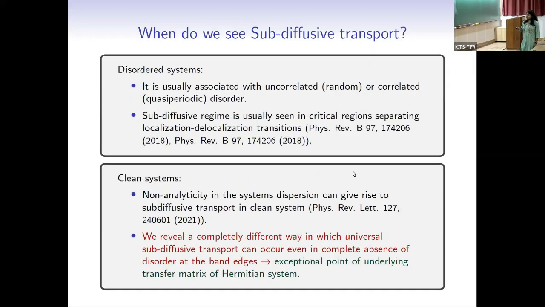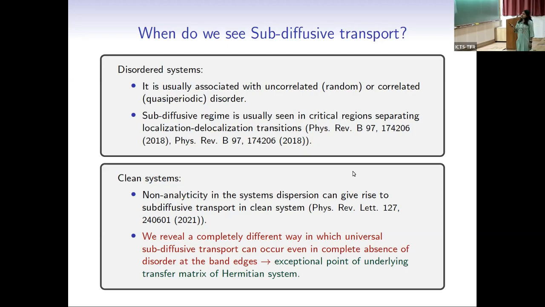Now, when do we see this kind of subdiffusive transport? We basically see it in disordered systems. This is generally associated with spatially uncorrelated random or quasi-periodic kinds of disorder. This subdiffusive regime we mainly see in the critical regions, which separate the localization and delocalization transition. These are the references for this.